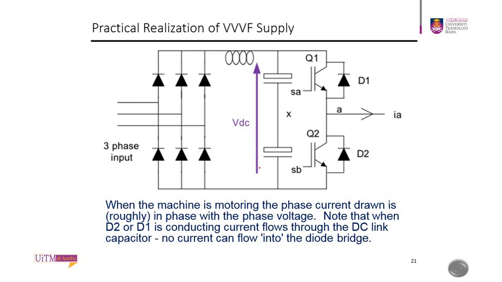And when the machine is motoring, the phase current drawn is roughly in phase with the phase voltage. So when D1 or D2 is conducting, current flows to the DC link capacitor, so no current can flow into the diode bridge. So this is a one-way drive method.